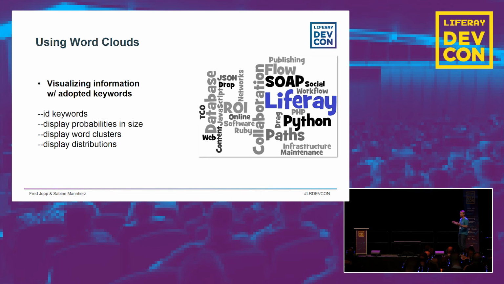You get Liferay, you get Python, for instance, you get database, you get collaboration, and you can use that for describing approaches and visualizing, once you have documents, PDFs, information on home pages, and so on, that you can run all the NLP routines with.